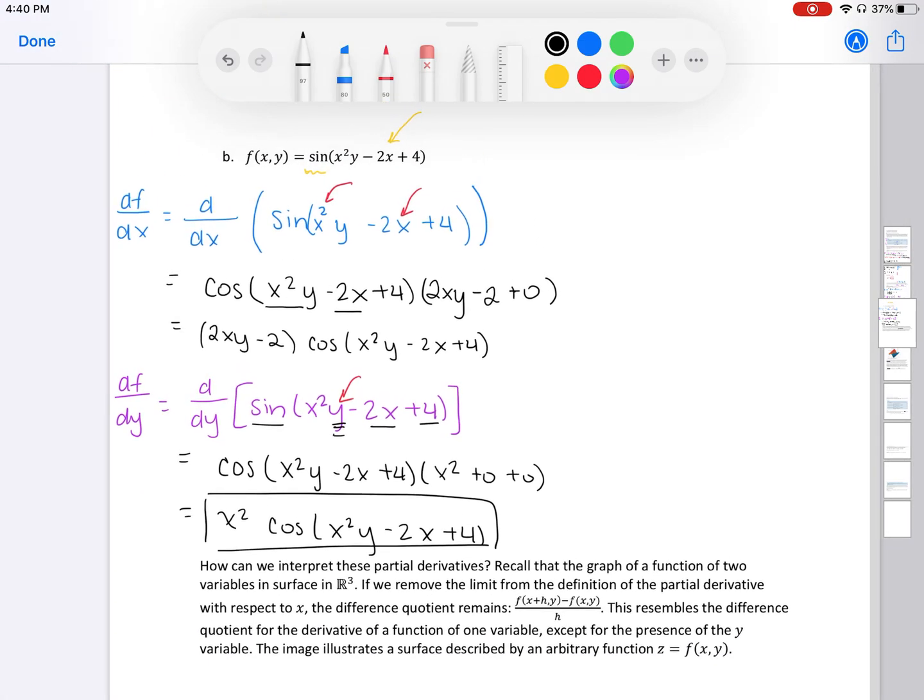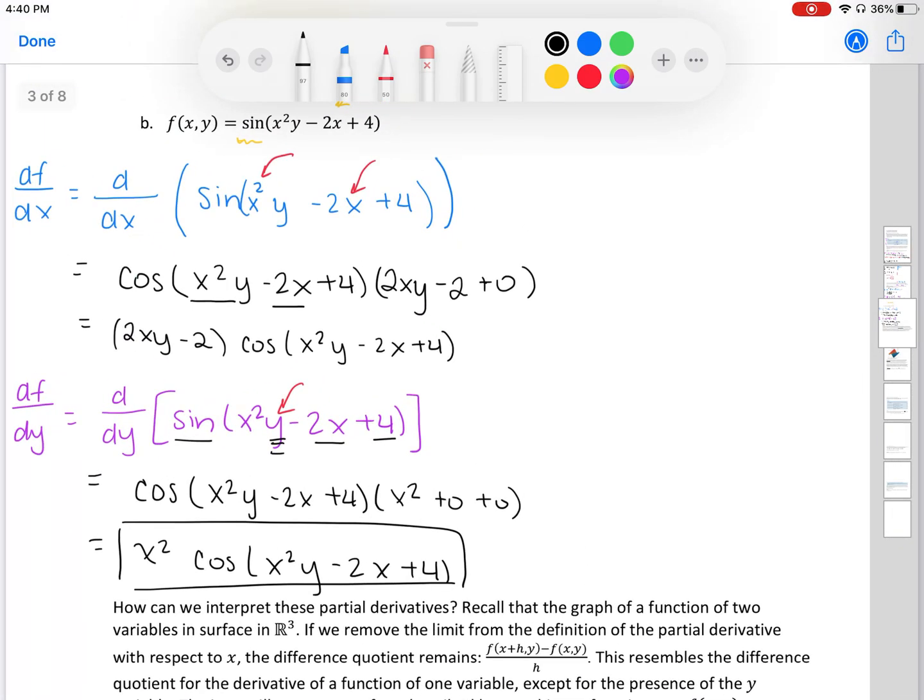Not so bad, right? I find it's really helpful to just put an arrow on the variable you're working with, so that you don't make the mistake of treating another letter as a variable when it's really a constant.